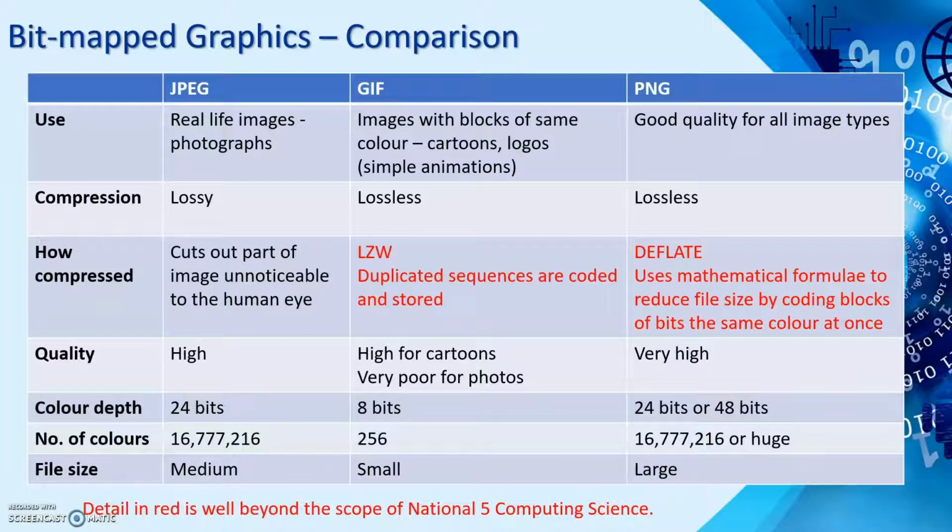The quality: JPEG quality is high. PNG is very high. GIF is very, very high for cartoons, but rubbish for photos, because it's only got 256 different colours. So the JPEG has got a colour depth of 24 bits, 16,777,216 different colours. Medium file size. The GIF has only got 8 bits, so it can only display 256 different colours, so it's got quite a small file size. And then the PNG, 24 bits, same number of colours as a JPEG, and quite a big file size. Okay, so they've all got benefits or advantages and disadvantages.